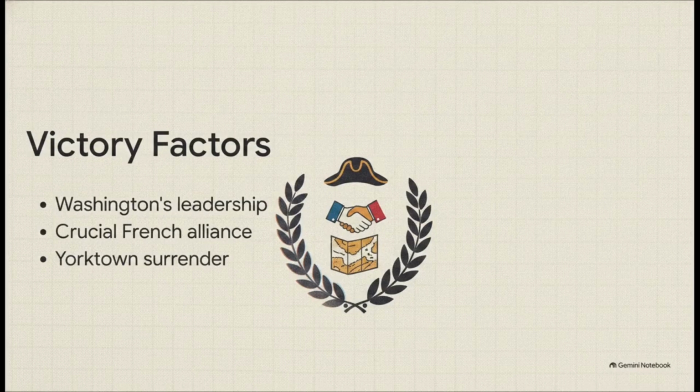Going up against a global superpower like Britain, the Americans were completely outgunned and totally underfunded. But they had George Washington's sheer grit, and maybe more importantly, a crucial influx of French weapons, money, and naval support. This vital alliance turned the tide, leading directly to the British surrender at Yorktown in 1781. And by 1783, with the signing of the Treaty of Paris, the United States was officially a free nation.